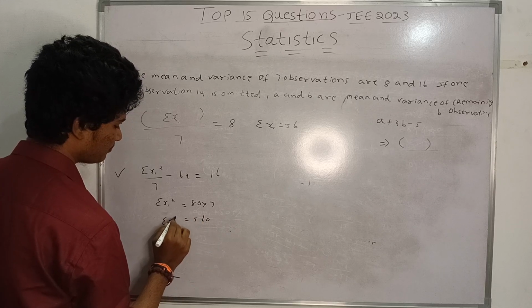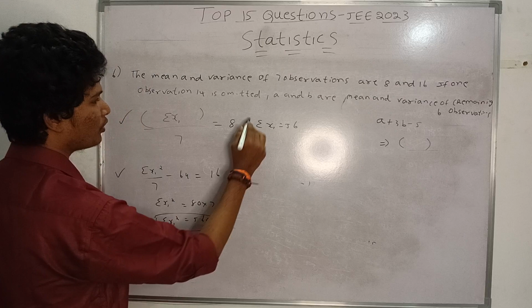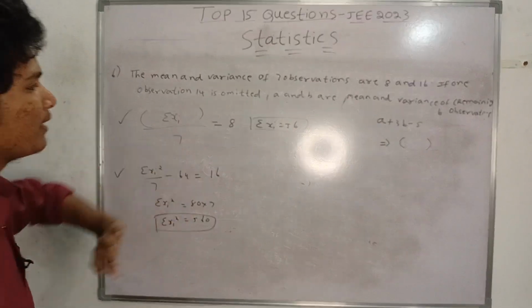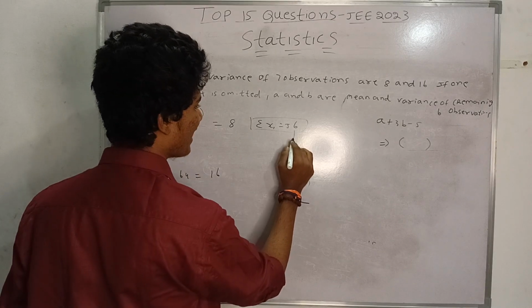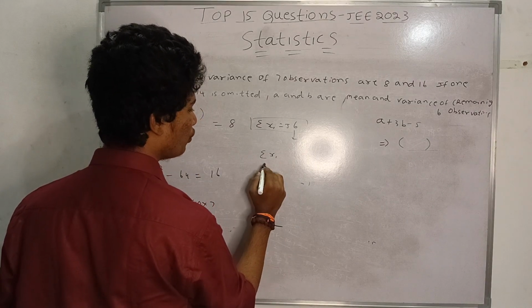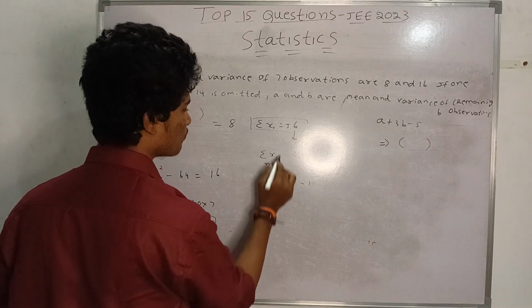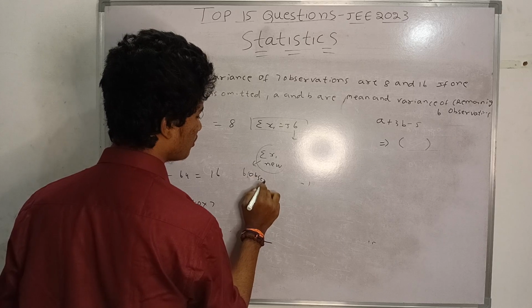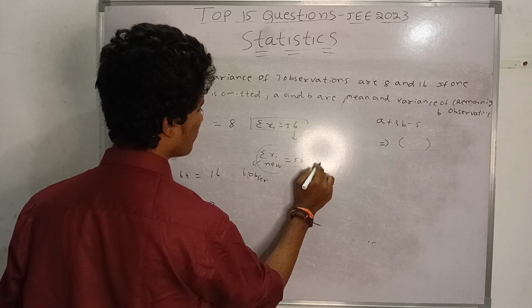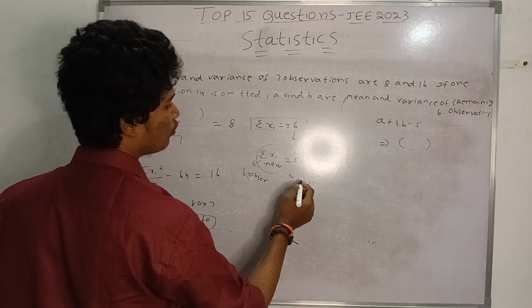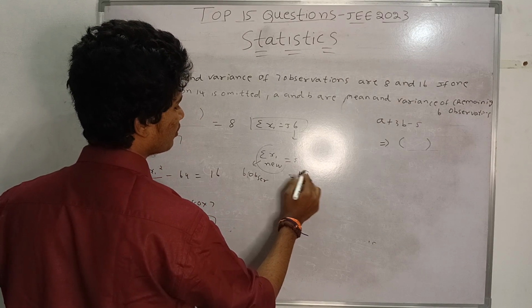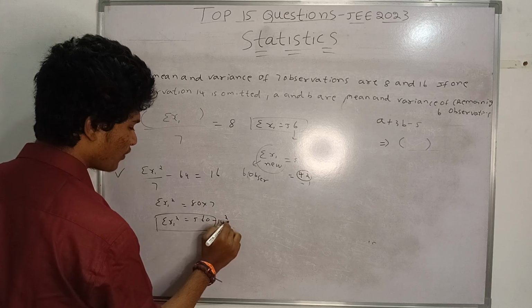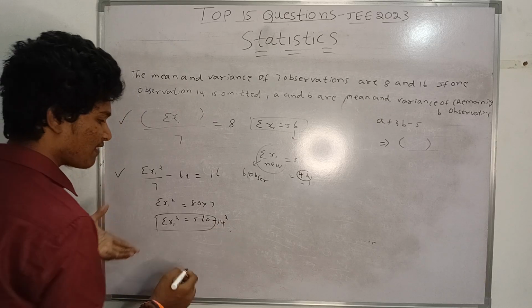That is sigma xi square. So these two sums are available to us. But now what they are saying, one observation 14 is omitted, means we have to subtract it from sigma xi new. What is new? That is the sum of the remaining 6 observations when we remove 14. That is 56 minus 14, that is 42. So this is 42, and here we have to subtract 14 square because it is the sigma xi square sum.